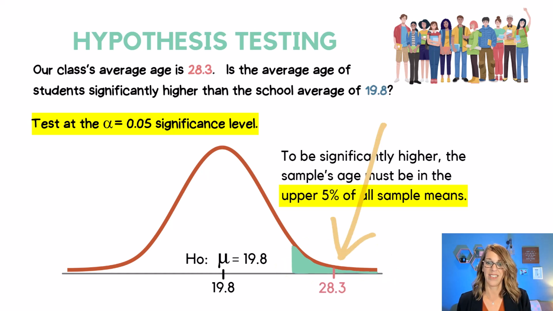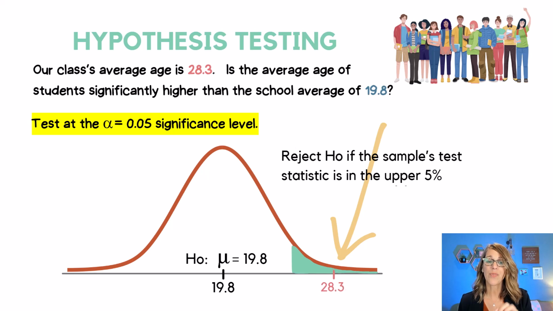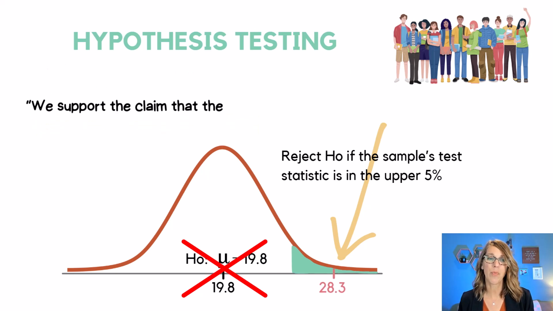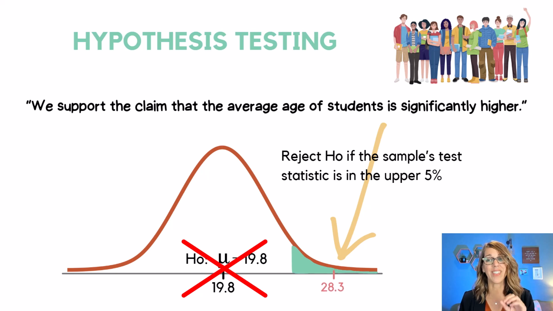Now let's say it does. We would need to compute this based on the size of our sample and the standard deviation, but we're just going to say that it does land there. And if that's true, that means it is significantly higher, and we can reject that null hypothesis that said it actually was 19.8. This leaves us with this conclusion. We're going to support the claim that the average age of students is significantly higher.